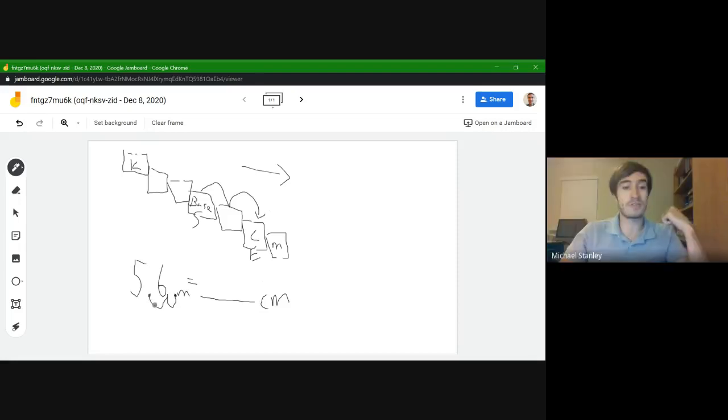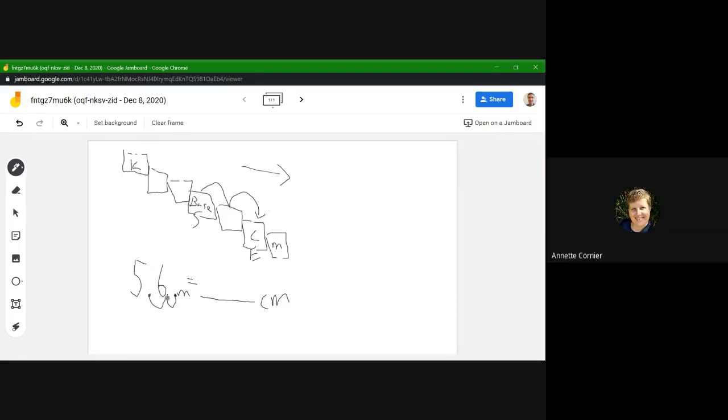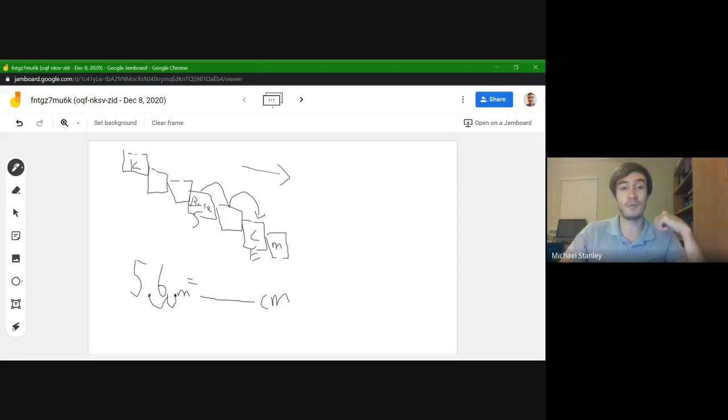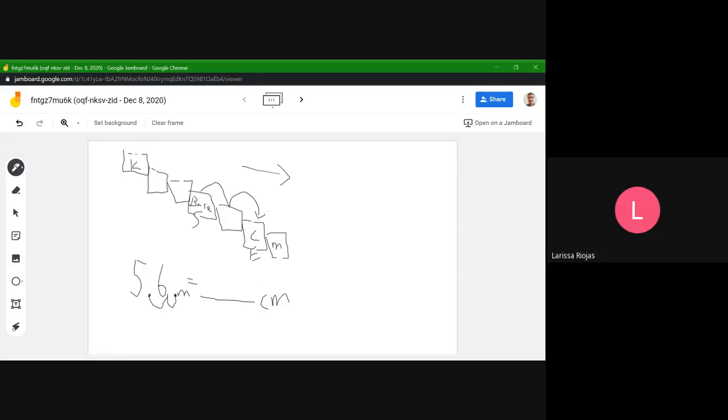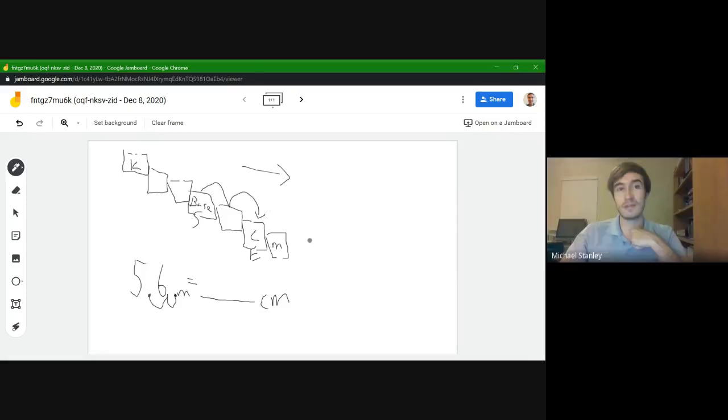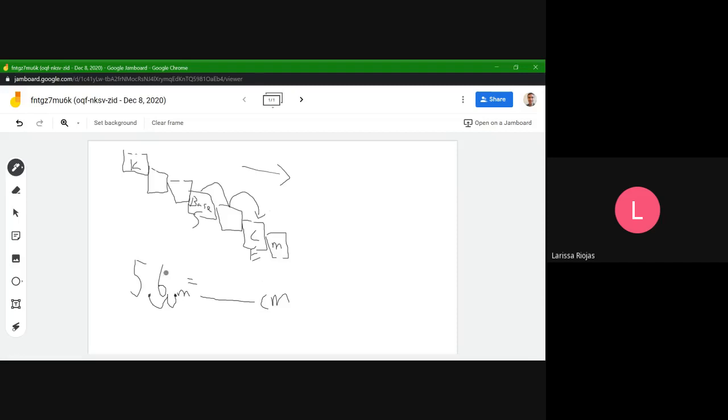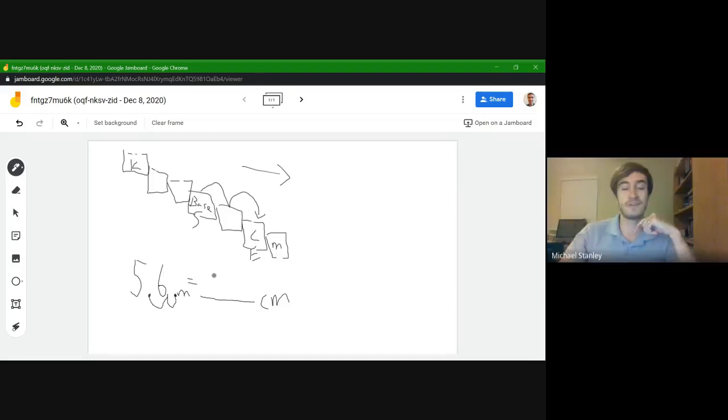Bye-bye. So Jonathan was pretty close. If we had just moved it 1 spot to the right, then it would have been 56 centimeters. But we moved it 2 spots. So if we fill in that extra spot with a 0, then how many centimeters is equal to 5.6 meters? 560. Bingo.